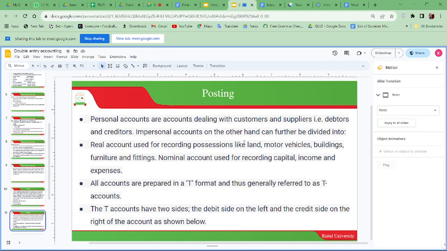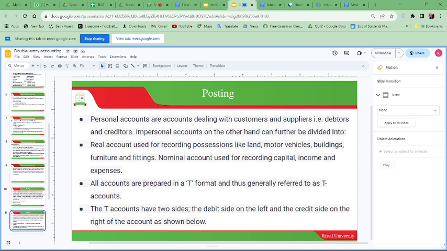Impersonal accounts, on the other hand, can further be divided into a real account, used for recording possessions like land, motor vehicle, buildings, furniture, and fittings, and a nominal account, used for recording capital, income, and expenses. So we have two under impersonal account.